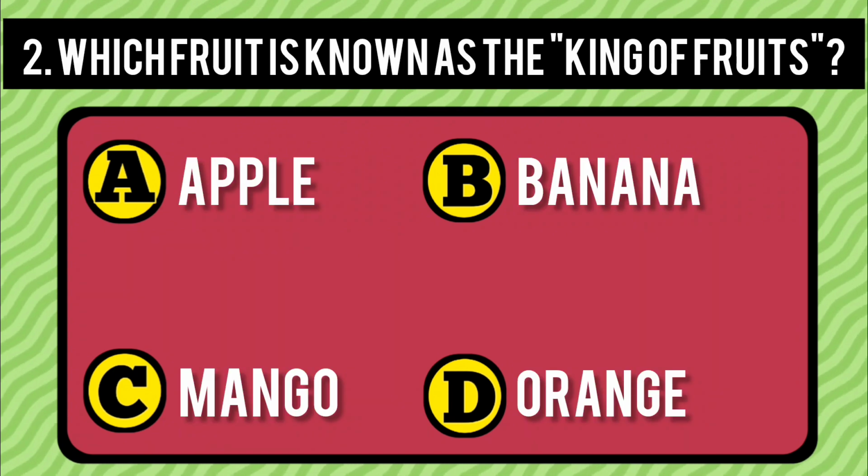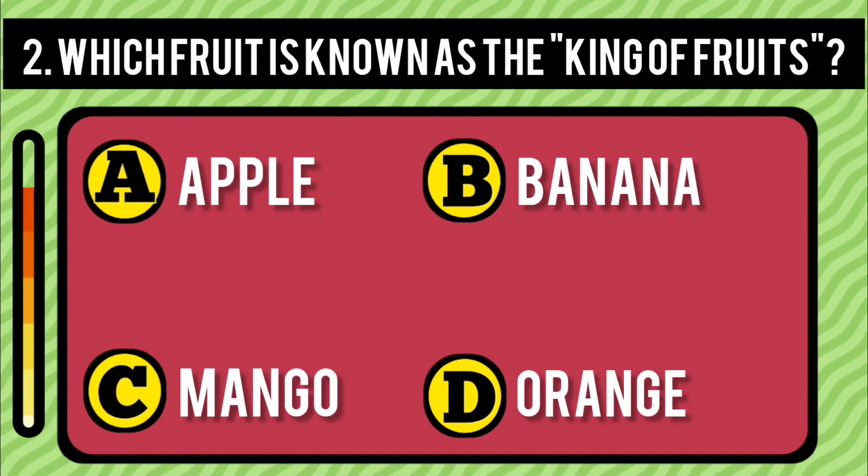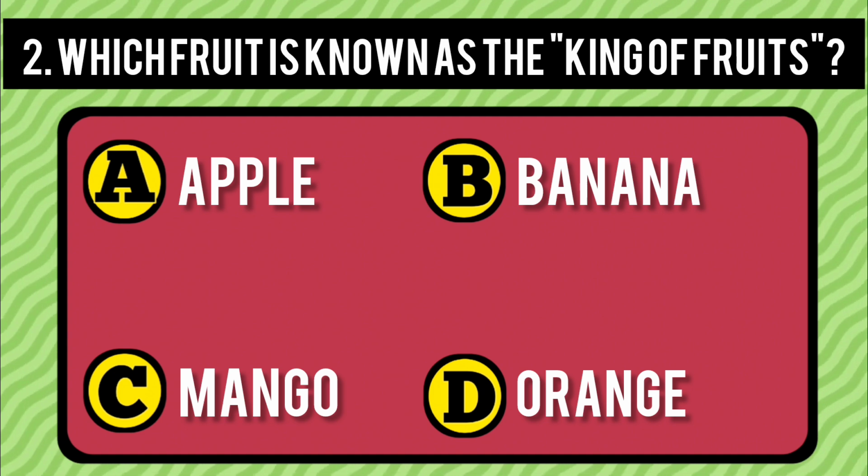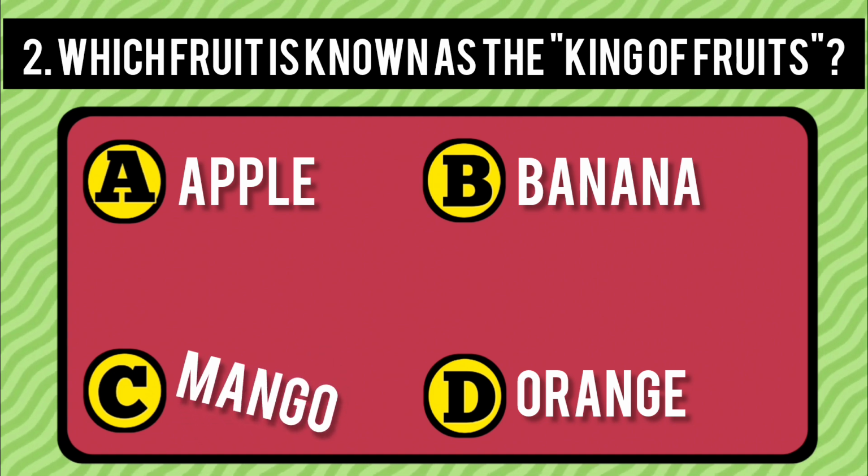Which fruit is known as the king of fruits? A. Apple. B. Bananas. C. Mango. D. Orange. The right answer, mango.